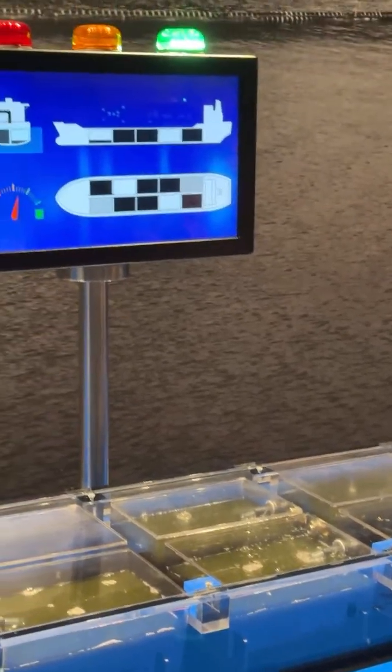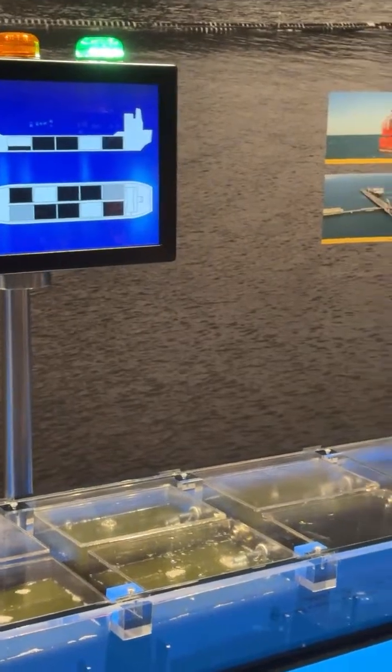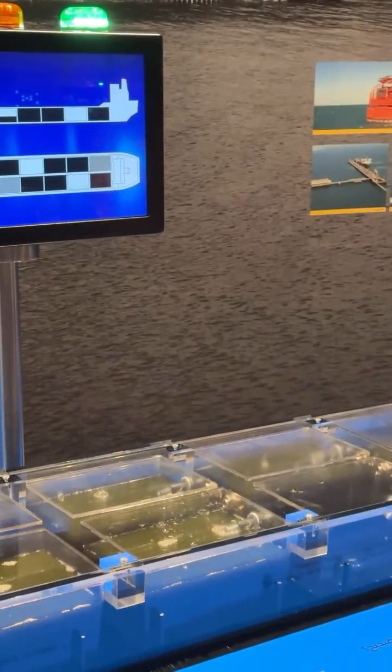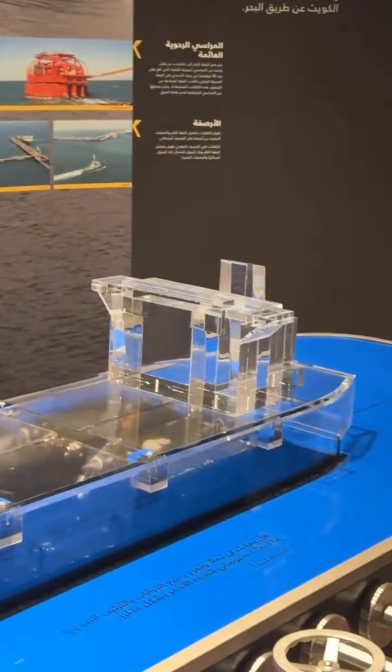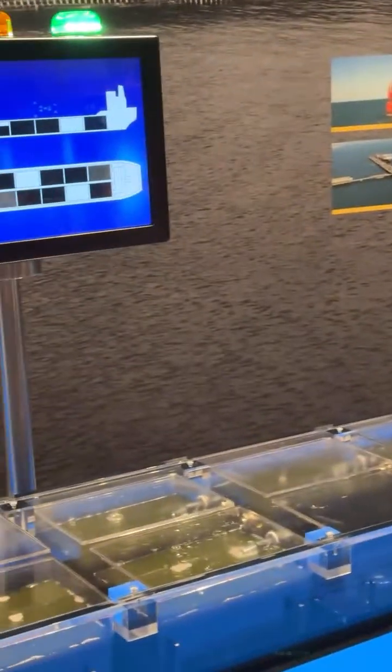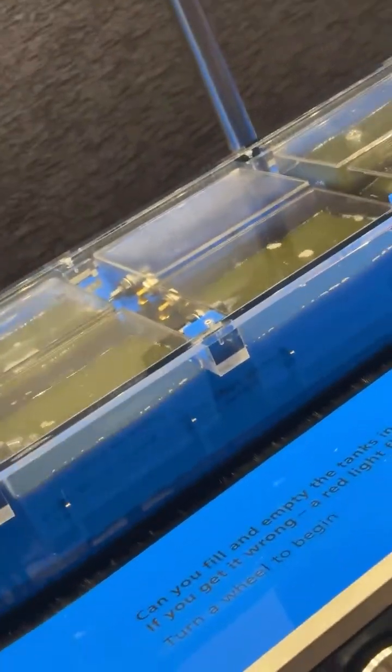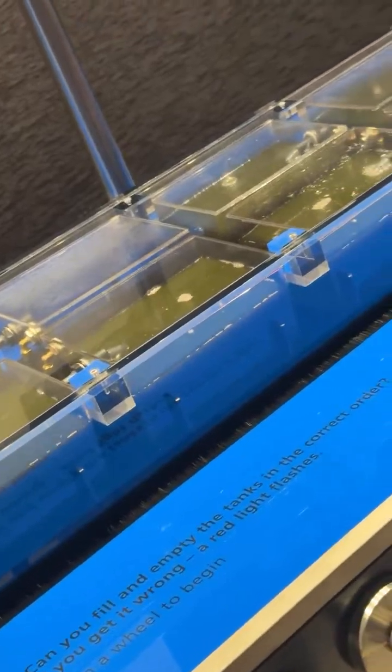Because, for example, if we fill the two in the middle first, it will be too heavy, the ship will sink. If we fill up the two compartments at the end and two compartments at the front, the ship will strain so much it will break in half like the Titanic. And if we fill on one side, it will just tip over. And we want to avoid oil spills as much as we can.